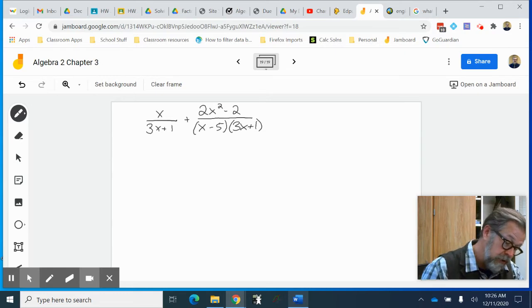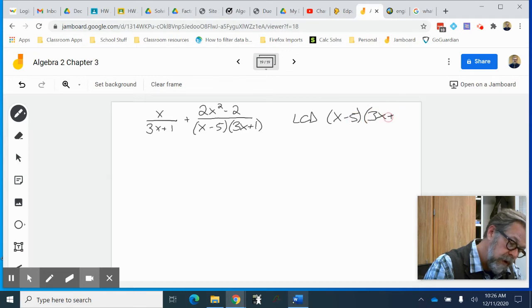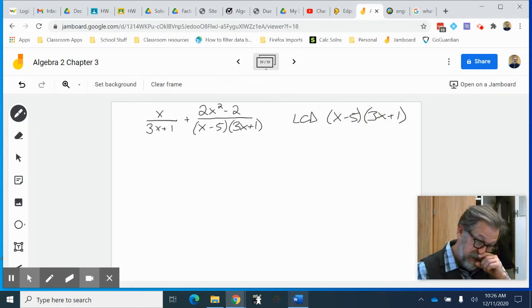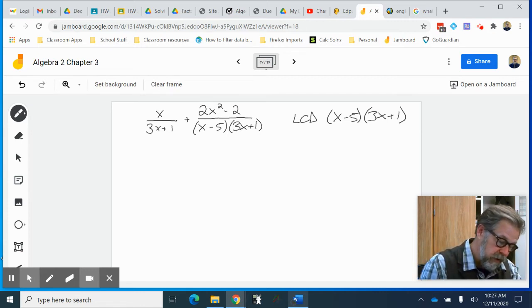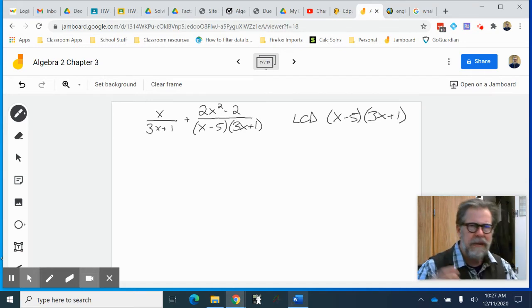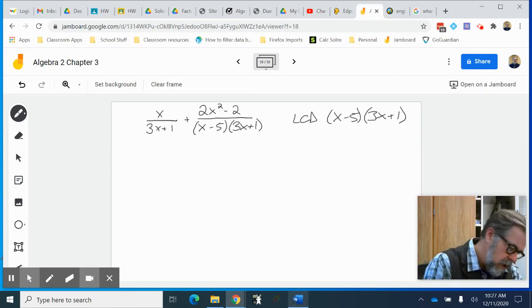Yes, you're absolutely correct. My least common denominator will be x minus 5, 3x plus 1. And I sometimes get students starting out who say, oh, well, I'll just multiply the left by x minus 5 over x minus 5 and the right by 3x plus 1 over 3x plus 1. Well, now you've got a cubic. Don't know how to solve a cubic, but quadratic's easy. So we're going to really try to keep this as simple as possible and minimize that least common denominator.